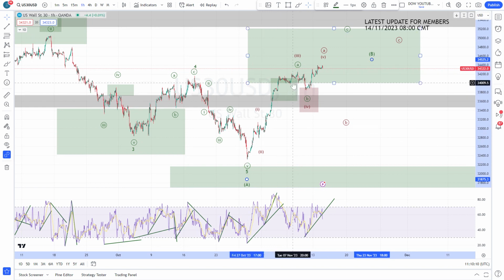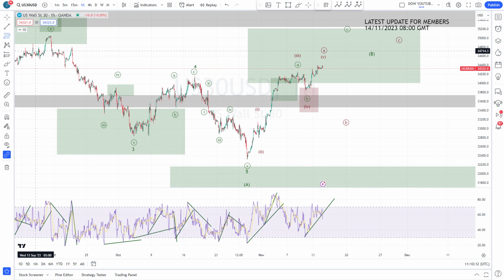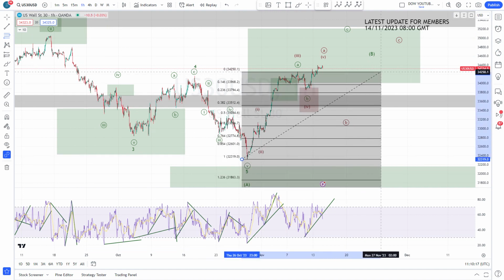So if you have an impulse here, the primary expectation is that we come back into this area here between the 0.5 and the 0.854 FIB retracement. And then this is where you buy for more upside, for another impulse up, for at least one more impulse up. But I think the pullback that we should have after this impulse was actually very shallow.